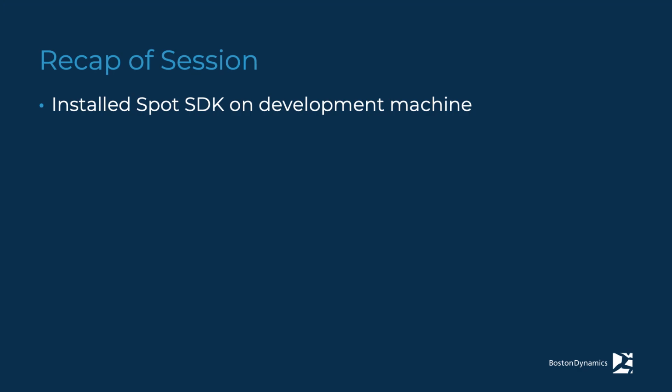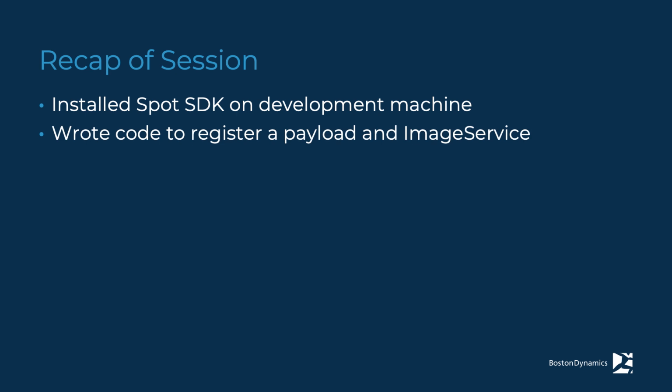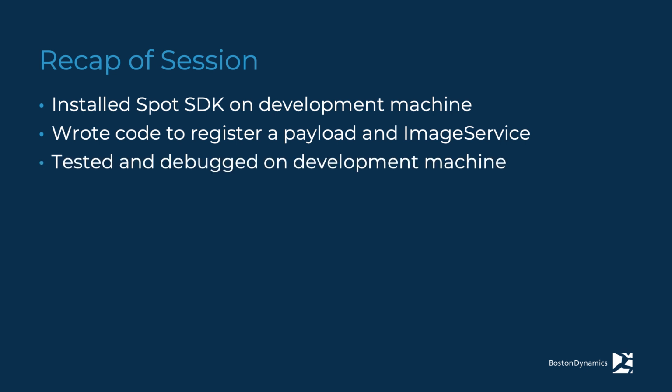And to recap what we did in the whole example and demo: first we installed the Spot SDK on the development machine. And then, as a developer, we wrote the code to register as a payload, and also created the functionality to act as an image service. And Kathleen mentioned what the commands are that are necessary to implement in that case. Next, we test and debug on the development machine, where it's very easy to make changes and do quick iterations to verify that the code is working correctly, and debug any issues found.